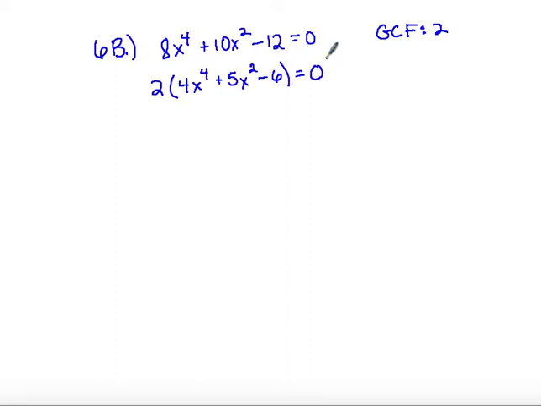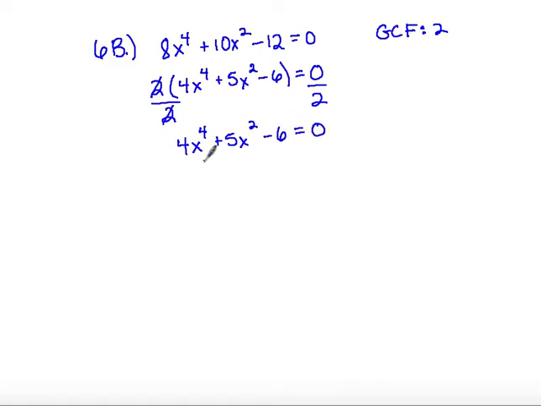equal to 0. Now, what I can do so I don't have to mess with this guy later is I'm going to go ahead and divide both sides by 2. And 0 divided by 2 is 0. So that leaves me with just 4x to the fourth plus 5x squared minus 6 equals 0.